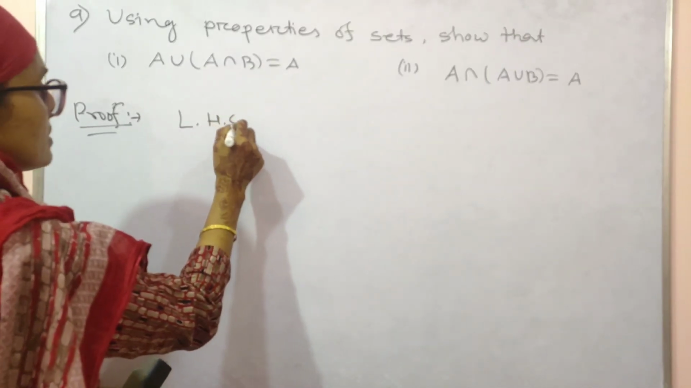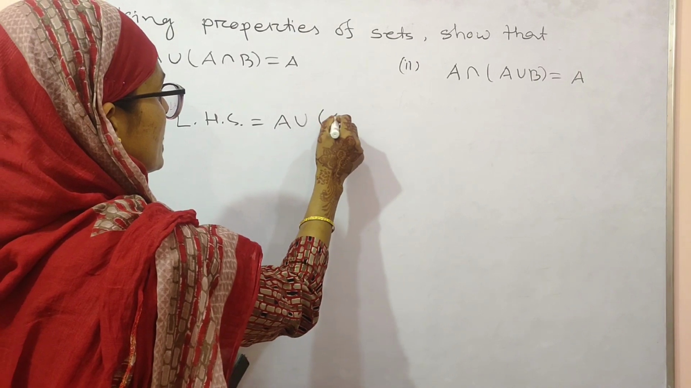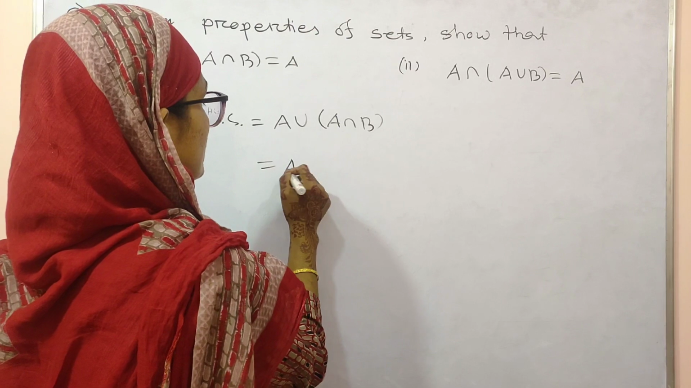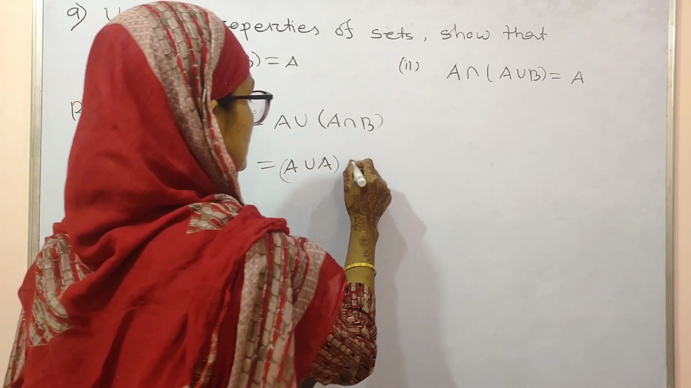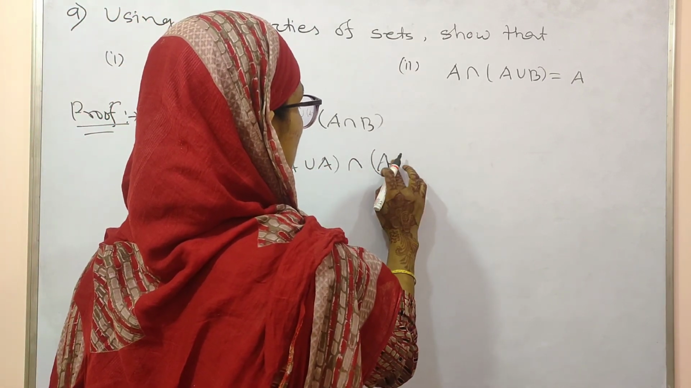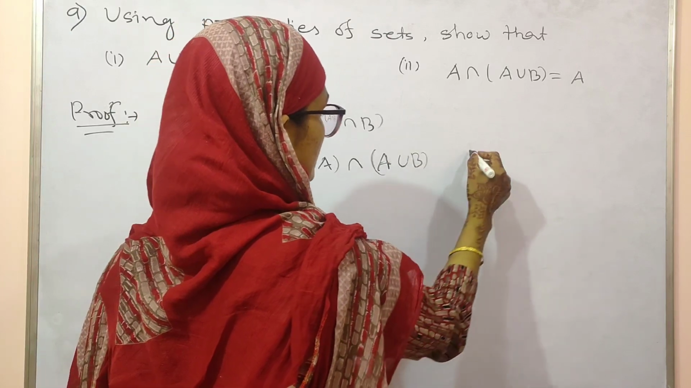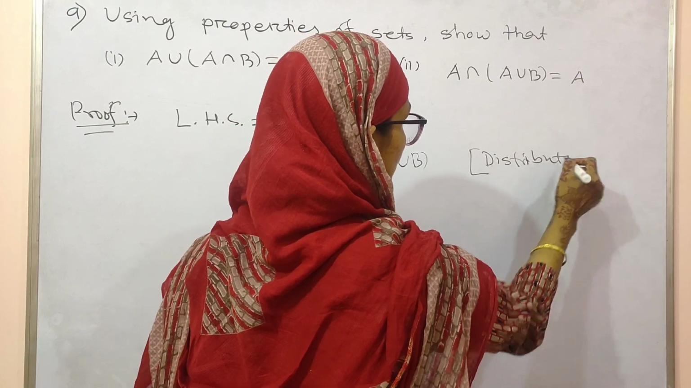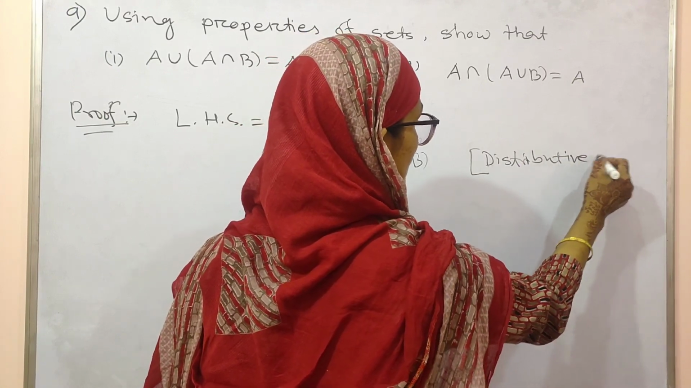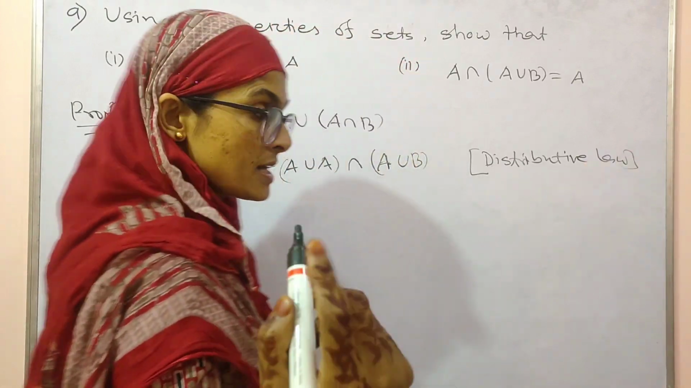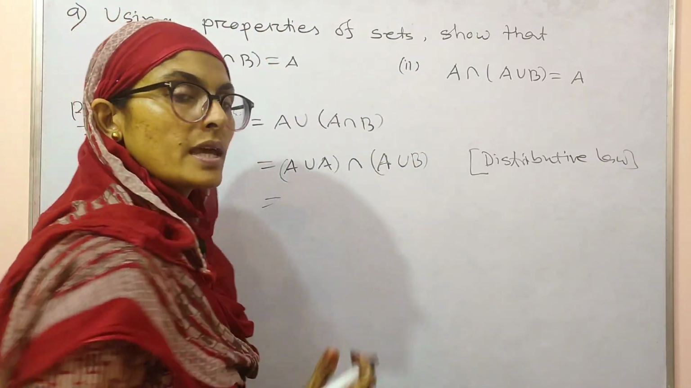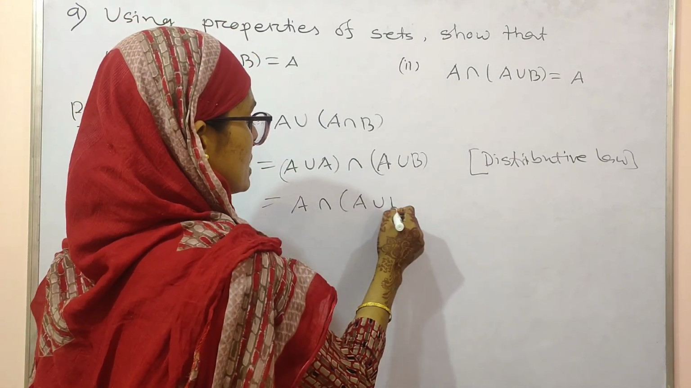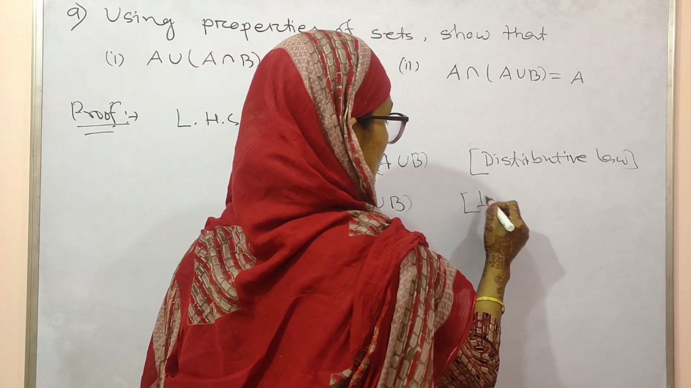Left hand side, A union (A intersection B). Now using the distributive law, (A union A) intersection (A union B). Here you can write distributive law. Next, A union A means A, this is the idempotent law, intersection (A union B).